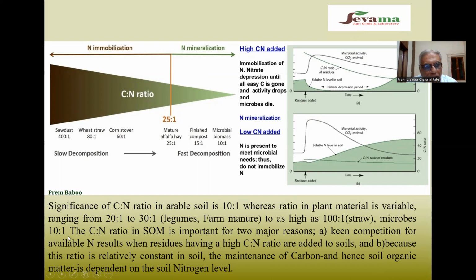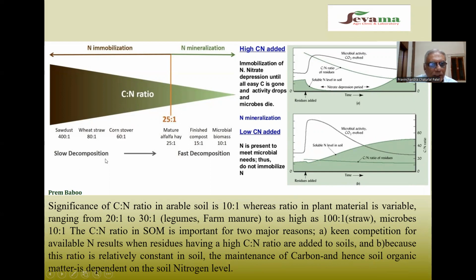The CN ratio in soil organic matter, about 10:1, is important for two major reasons. First, competition for available nitrogen results when residues having a high CN ratio are added to soil. And because this ratio is relatively constant in soil, the maintenance of carbon, and hence soil organic matter, is dependent on soil nitrogen level.